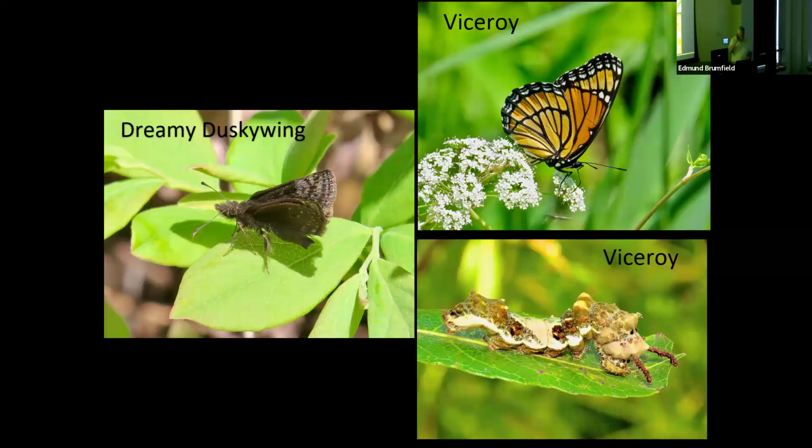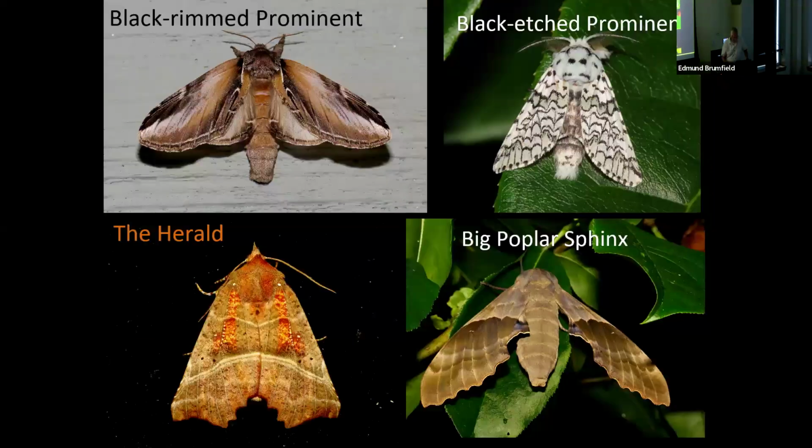And we know a few things that go to willows. Dreamy dusky wing, which has become quite uncommon. Viceroy, of course, and there's a viceroy caterpillar. But the moths, cool moths, man. Another prominent. I'm showing you a lot of prominents because they're very common as a group, although the individuals are declining. So here's a black-rimmed prominent.